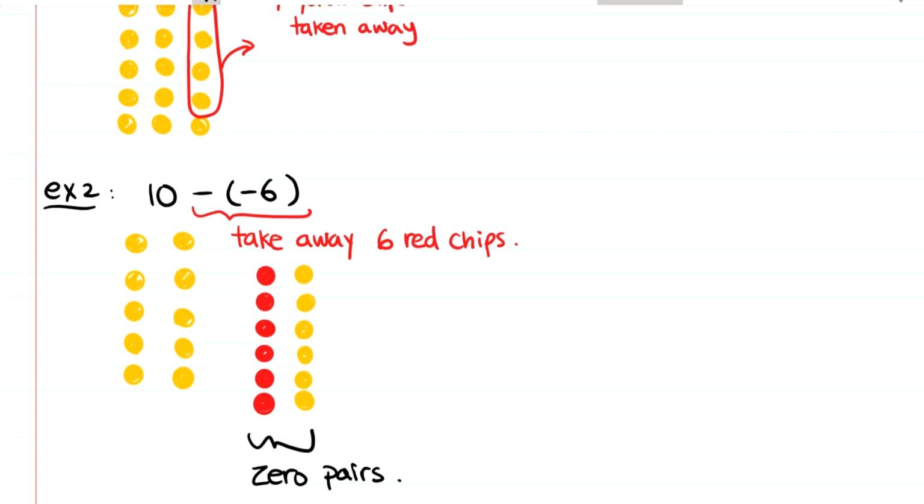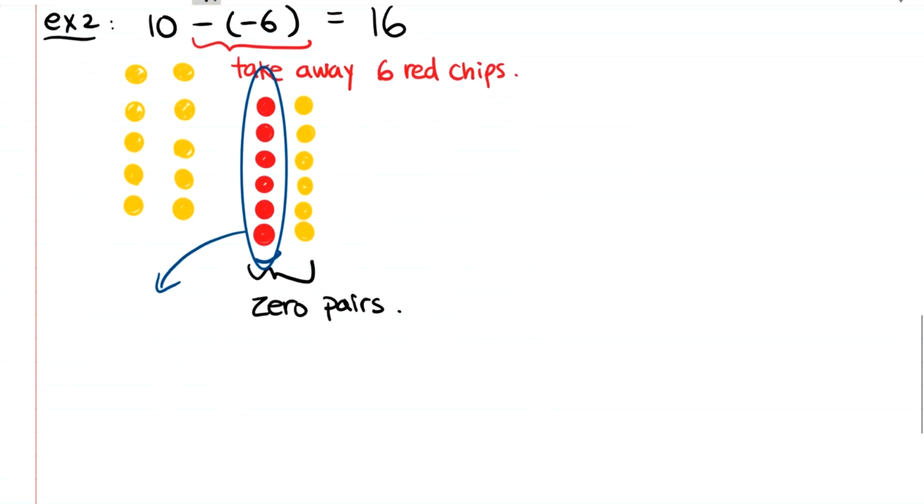Okay, so when do we use the zero pairs? We add zero pairs when we don't have enough chips to take away. There were no red ones to start with. So we add this many, 6 zero pairs, so that we can take away 6 red chips. So this will be taken away. These are gone, and you're left with 16. So that is going to be our answer: positive 16.